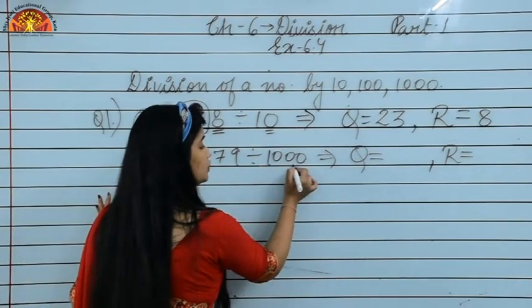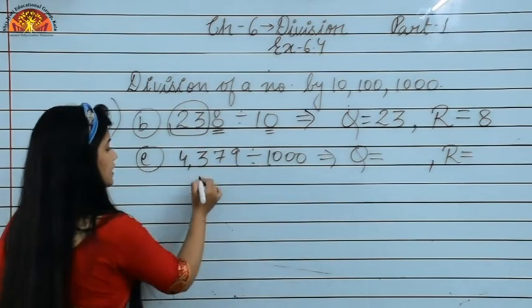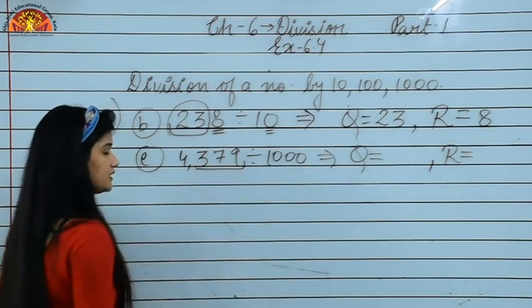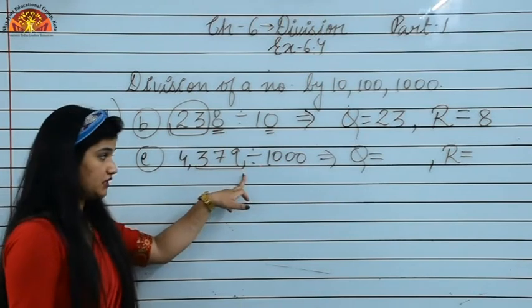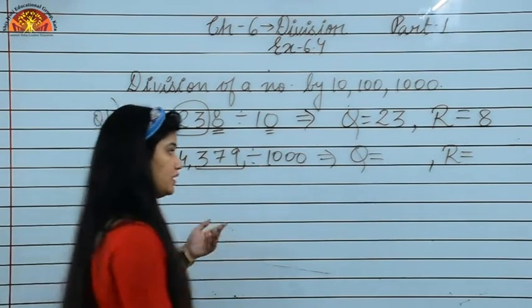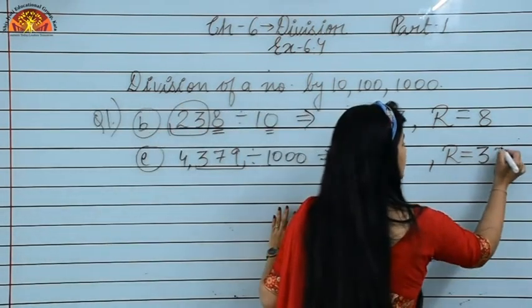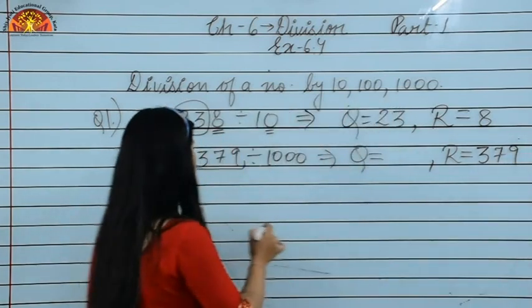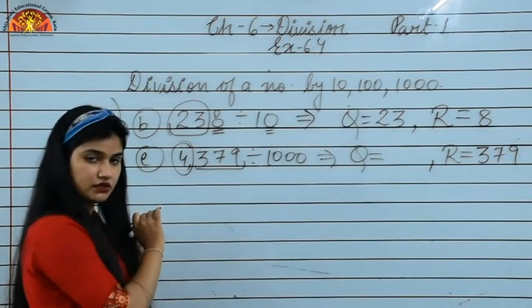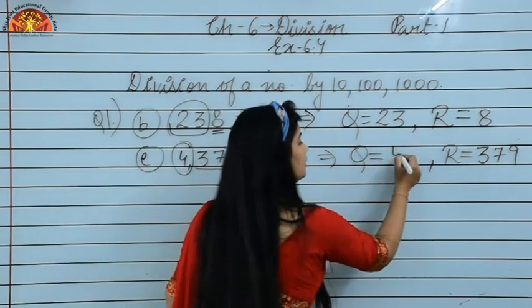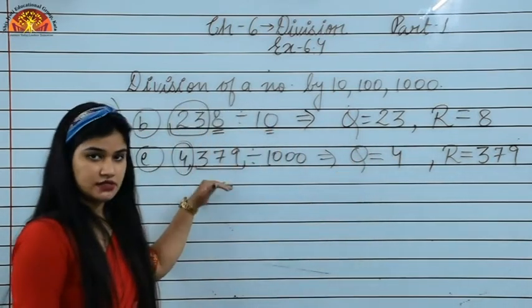And we have 1, 2, 3 zeros. So yes, we'll count the last 3 digits. 379 और last 3 digits क्या हो जाएगा? Remainder. So the remainder is 379 and the remaining part, that is 4, the remaining number is 4, this will be quotient. Simple.